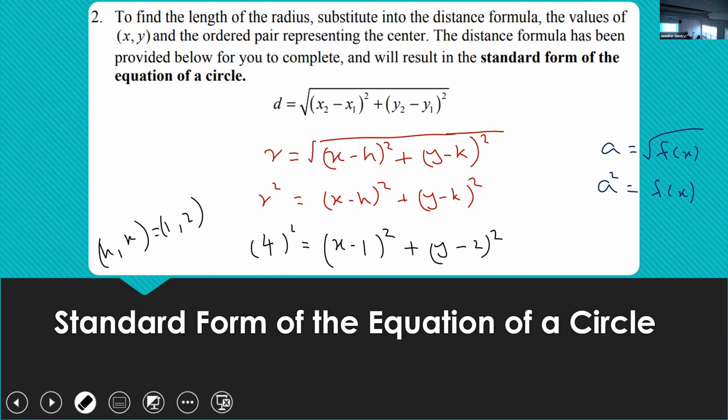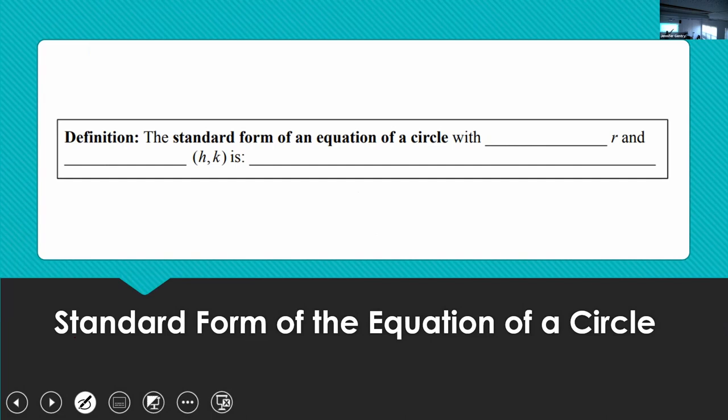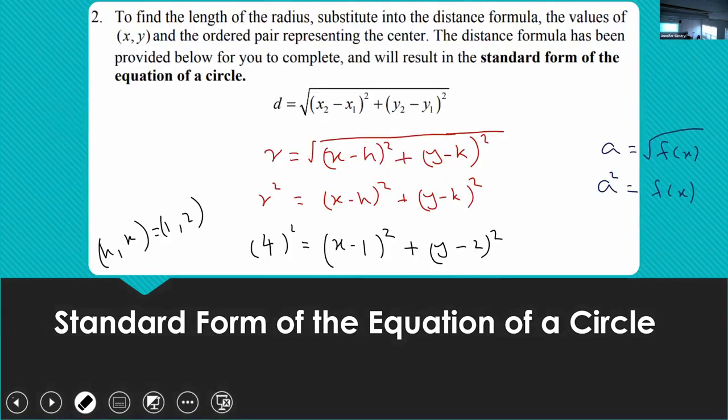So, next slide. The standard form of an equation of a circle with radius r. I didn't see the numbers on the last one? There were no numbers. I said that the radius was 4 and the point was 1, 2. That was my example. It's not on the paper. And what is h, k? Not the number, but what does it mean? Center. Perfect.